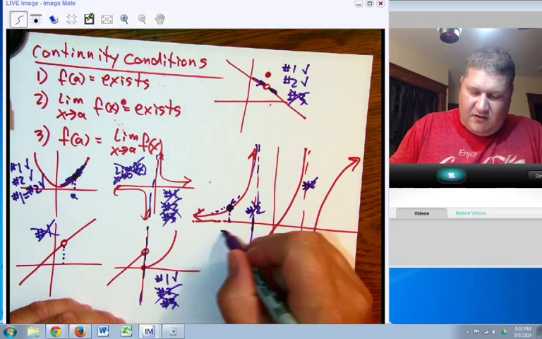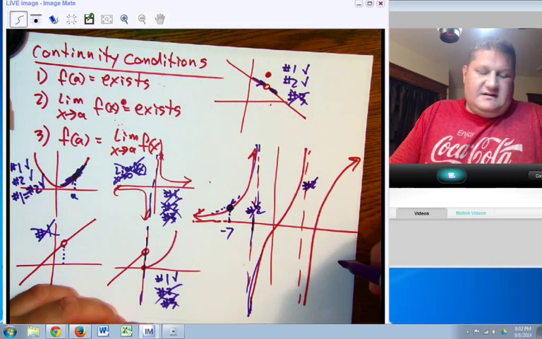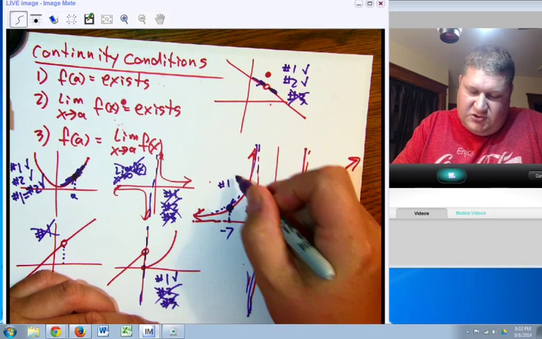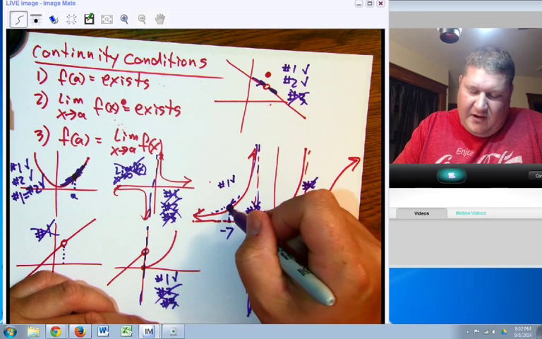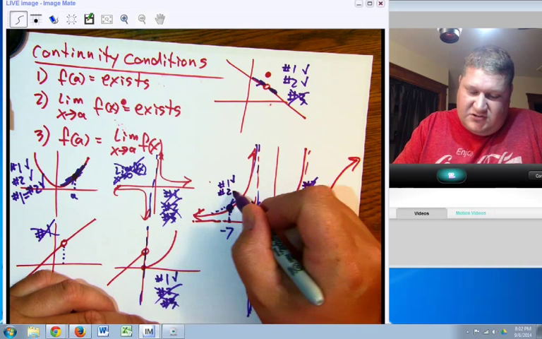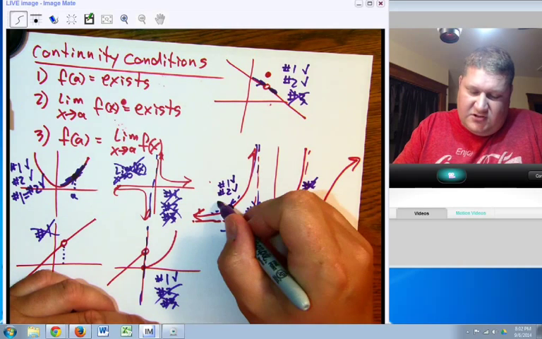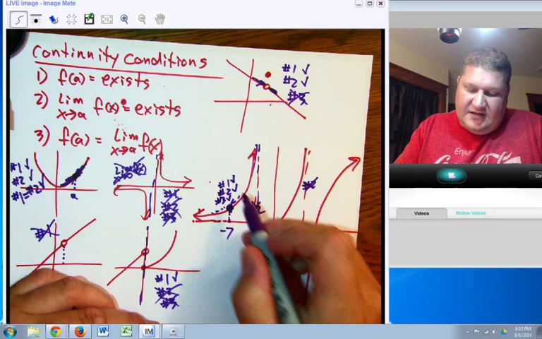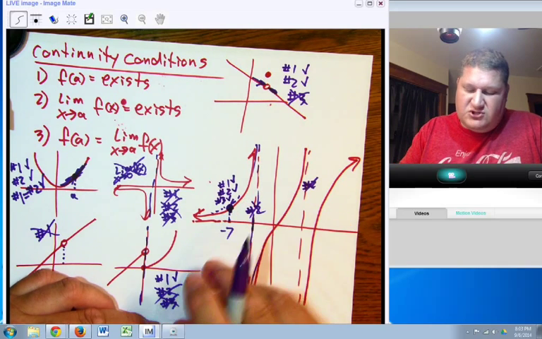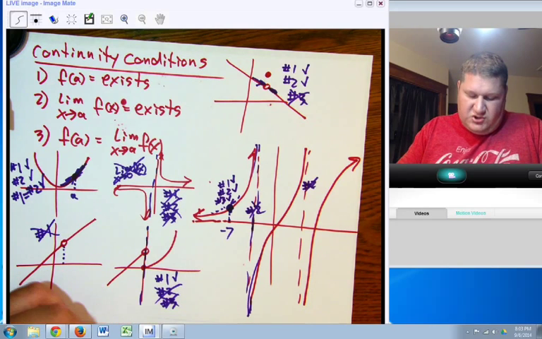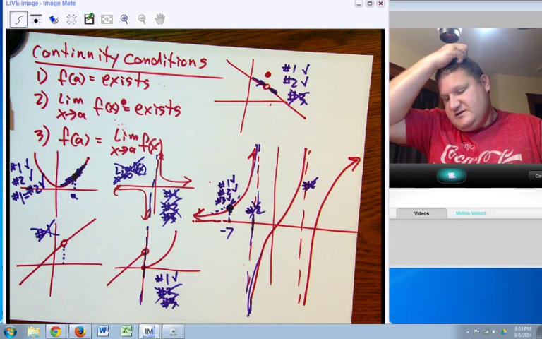However, the limit totally exists at this point, and it is continuous there. I don't know, call it -7. Does it pass number 1? Check. At this point only, does it have a limit? Number 2. Check. And do the two agree? Condition 3. Check. So we could say it's continuous at this point, just not continuous over the entire thing. So those are our conditions and our tests for continuity.